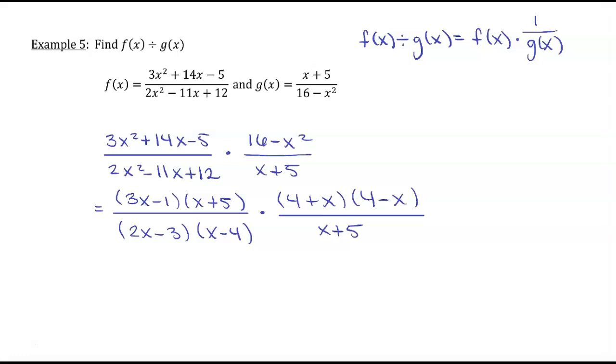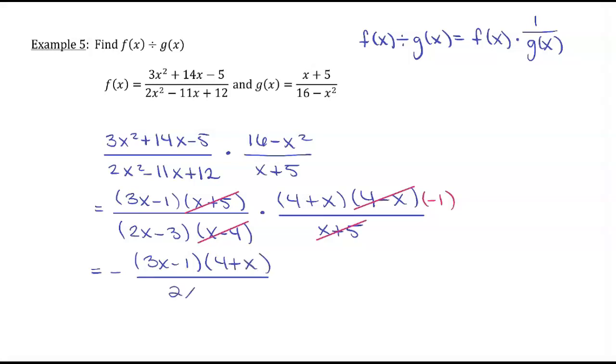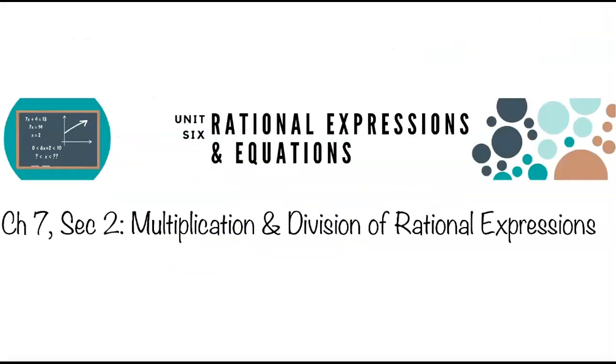It cannot be factored. Looking for common factors, we find that we have an x plus 5 in the numerator and in the denominator. We also have a pair of opposites. We have x minus 4 in the denominator and 4 minus x in the numerator. Simplifying those leaves us with a factor of negative 1. Simplifying, we have negative 3x minus 1 times 4 plus x in the numerator and 2x minus 3 in the denominator. And that will conclude this lecture video on multiplication and division of rational expressions.